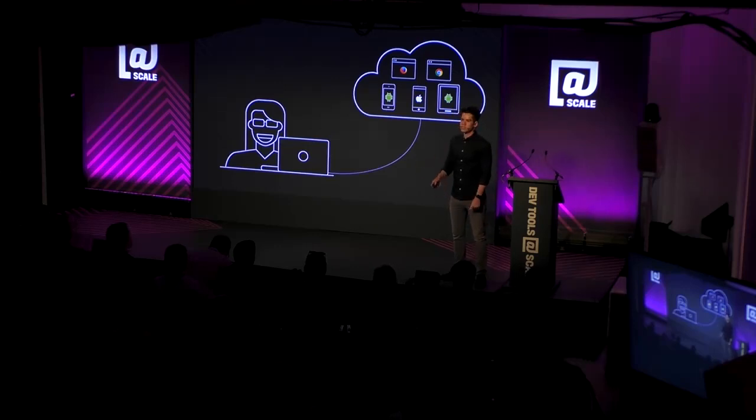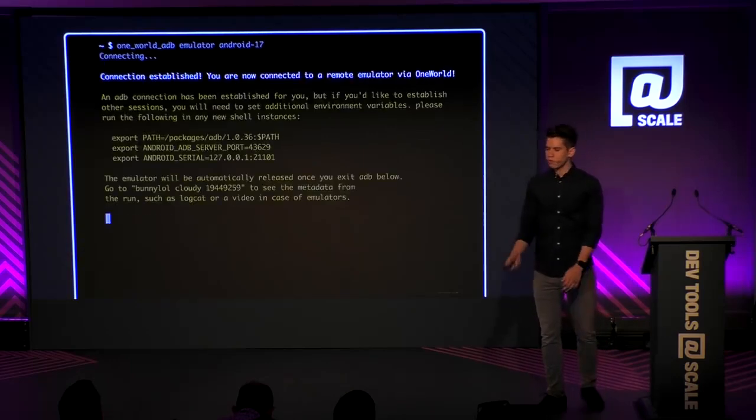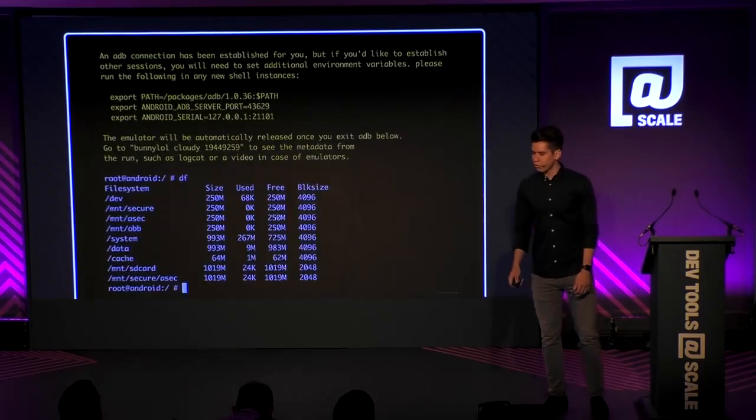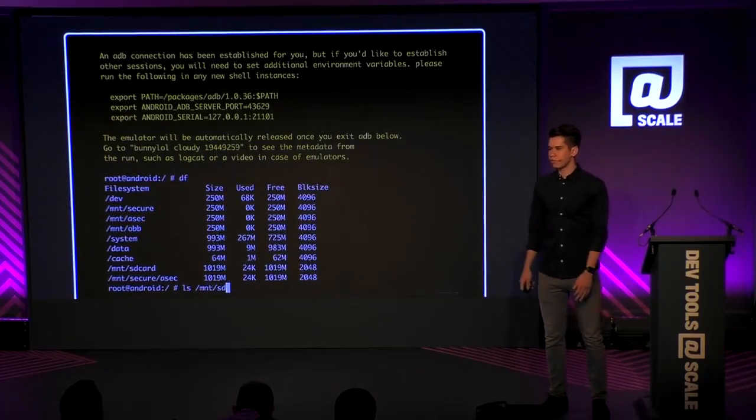If they want to use a specific device, they can just ask OneWord for that. Let's take a look at how simple it is for an engineer to request an emulator. So basically, an engineer just needs to type OneWord ADB, and we ask for an emulator of the type Android 17. So after a few seconds, we are actually able to control those resources remotely, and then the engineers can just interact with the shell.